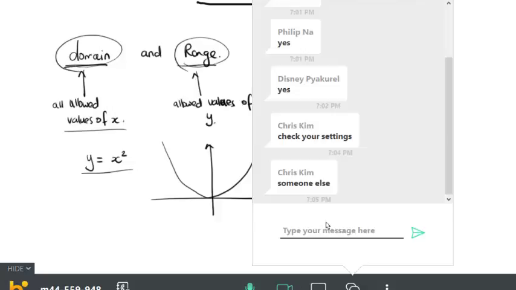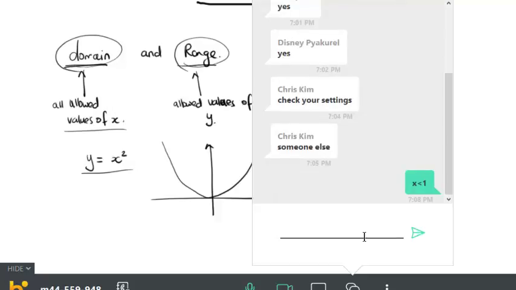Could you guys type? Of course you won't be able to see this chat box, but you guys can see everyone else's response. I want you to think about the allowed values of x for this function and the allowed values of y for this function here. You have to say something like x is greater than 1 or less than 1, something like that. I'm waiting for responses.